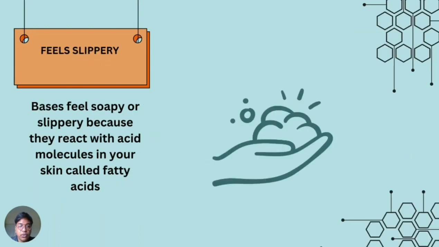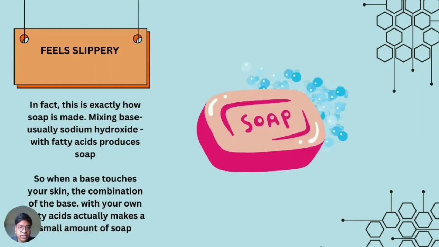Bases feel soapy or slippery because they react with acid molecules in our skin called fatty acid. In fact, this is exactly how soap is made. Mixing base, usually sodium hydroxide, with fatty acid produces soap. So when a base touches your skin, the combination of the base with your own fatty acid actually makes a small amount of soap.